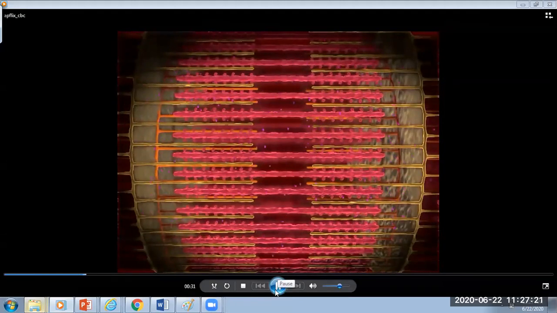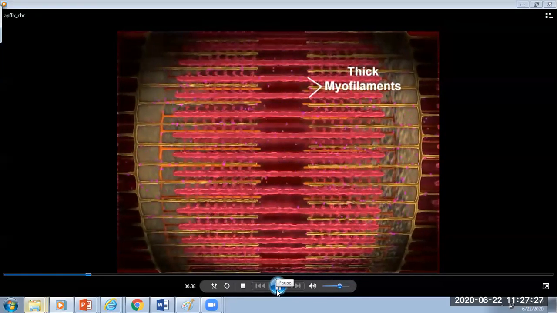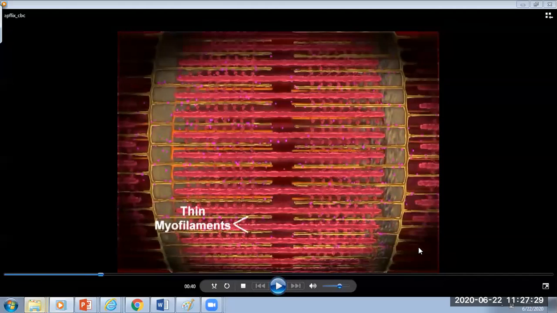A sarcomere shortens when myosin heads and thick myofilaments form cross bridges with actin molecules in thin myofilaments. Notice that the Z discs are here. Notice this space, which is also known as the H zone you learned in anatomy, is vanishing. And you could see how the sarcomere is getting shortened. So the muscle is contracting right now. These little dots are actually calcium.